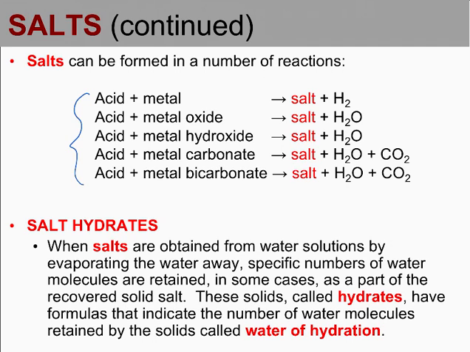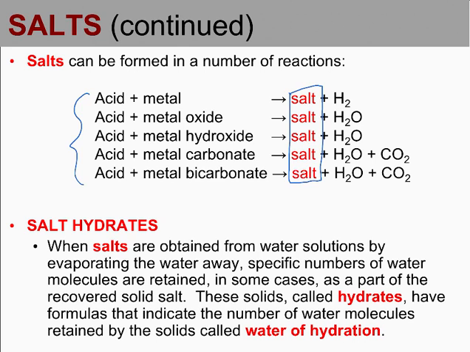And then when an acid reacts with a metal oxide, we saw that we form a salt and water. And then if an acid reacts with a metal hydroxide, we get a salt and water. And then we saw that if an acid reacts with carbonate or bicarbonate, we end up with a salt, water, and carbon dioxide. So we can produce a particular salt using each of these different reactions. It just kind of depends on what you have available.